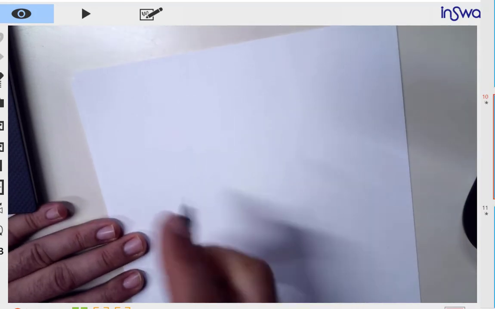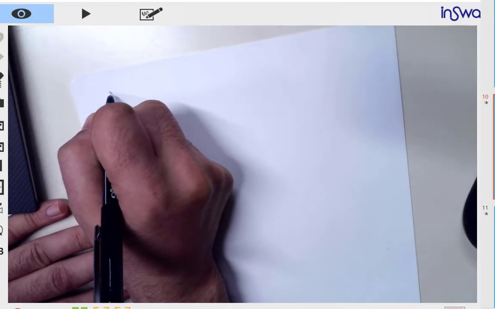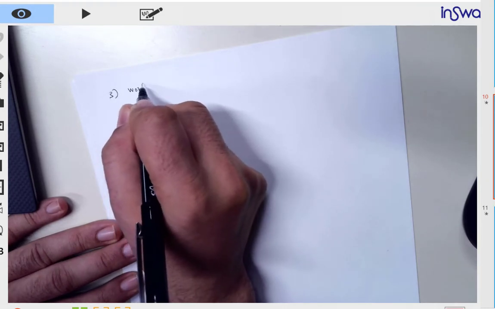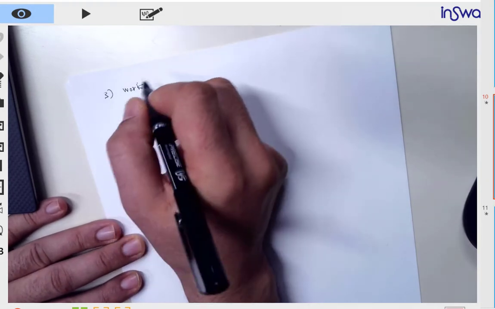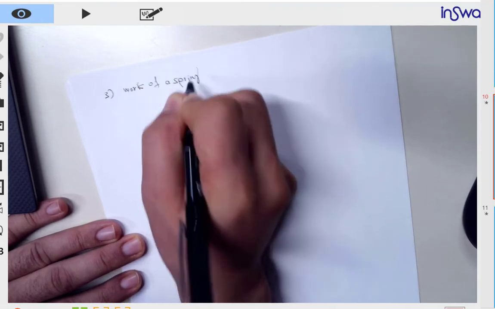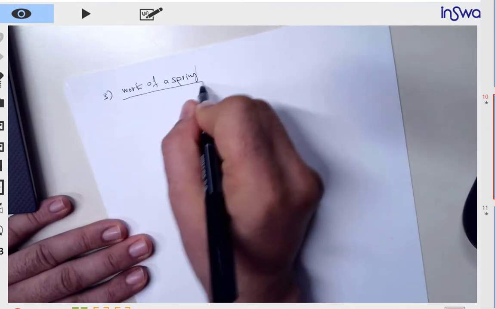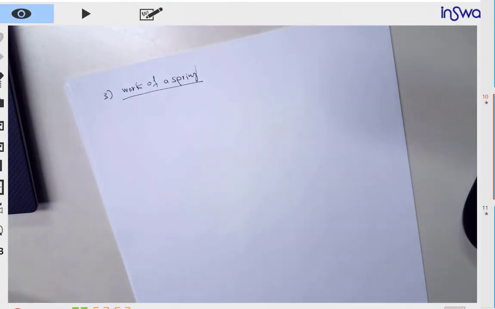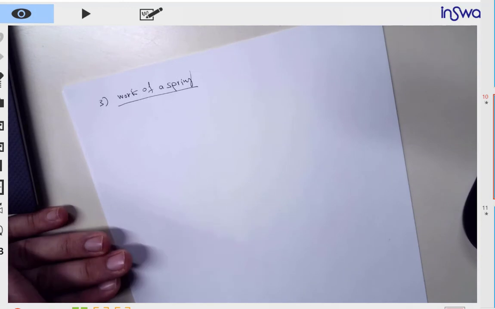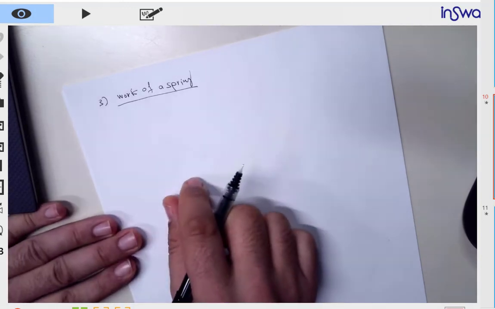Okay. Another type of work, this is continuation, so let's take another type, is the work of a spring. By the way, all of this you can see in the presentation file. The work of a spring. And this lecture tends to be a little bit lengthy because there are some fundamentals you need to understand before we start solving problems.